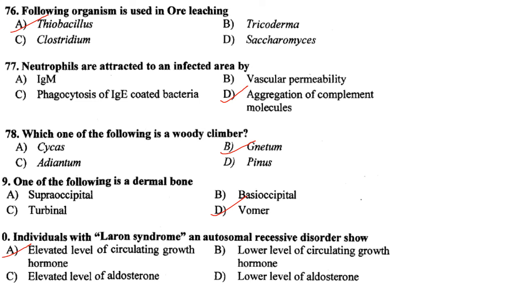Answer is option D. Then individuals with Laron syndrome, an autosomal recessive disorder, show. So Laron syndrome is a condition that occurs when the body is unable to utilize growth hormone. It is primarily characterized by short stature. So the answer is elevated level of circulating growth hormone. So answer is option A.